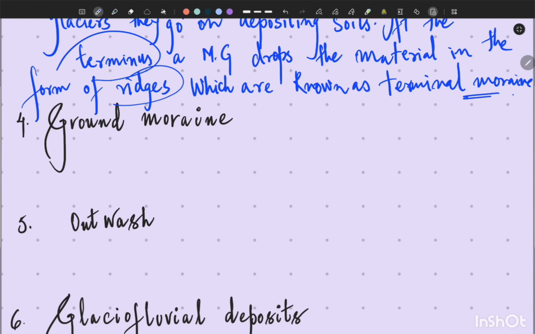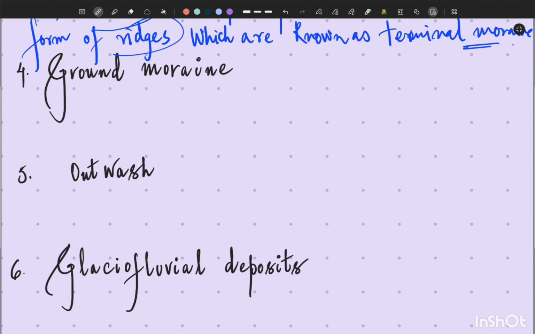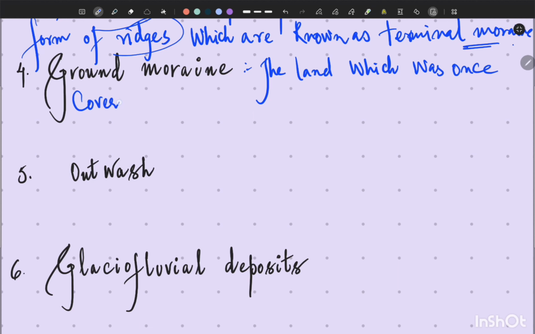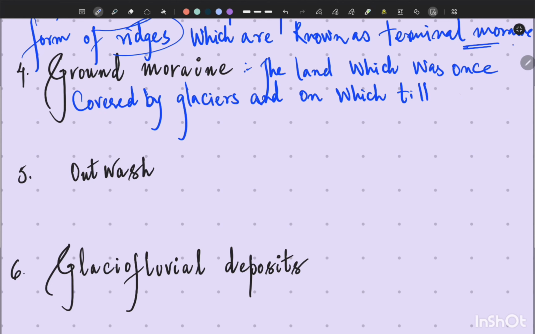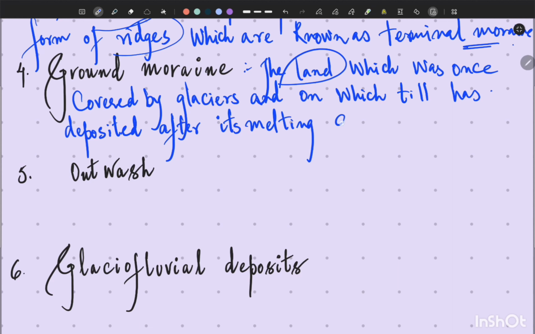Next term that we have to define is ground moraine. The land which was once covered by glaciers and on which till has been deposited after the melting of a glacier is known as ground moraine.